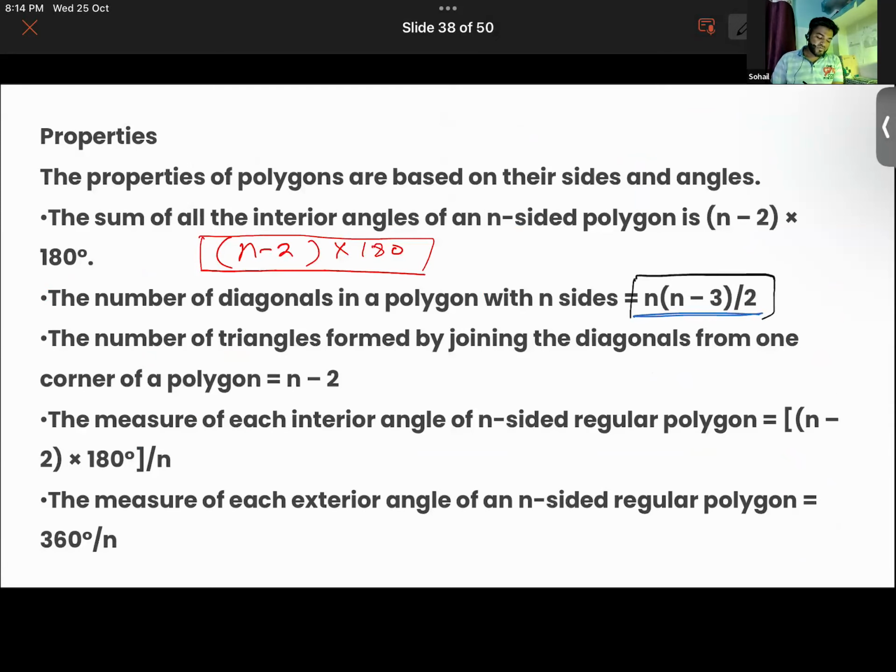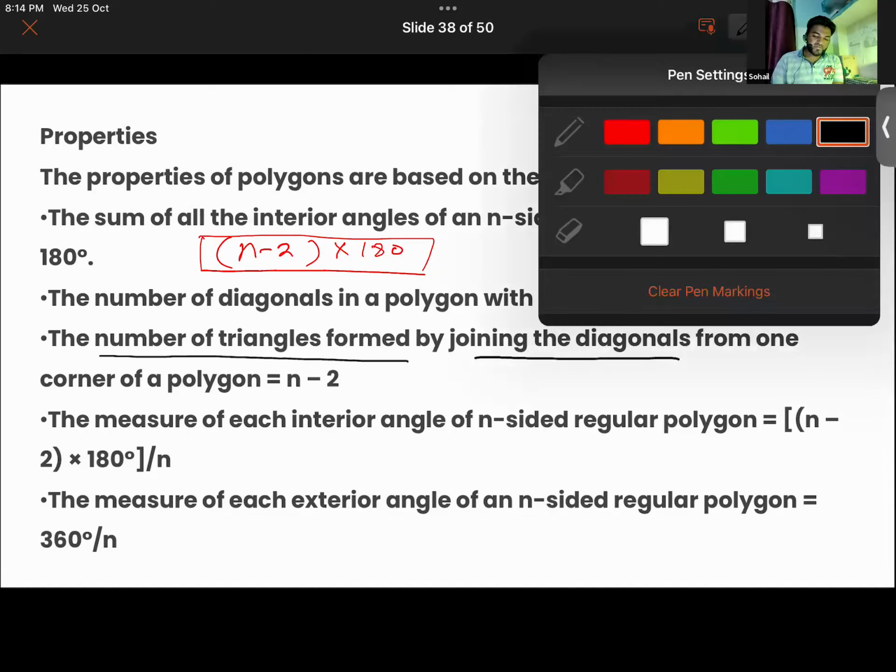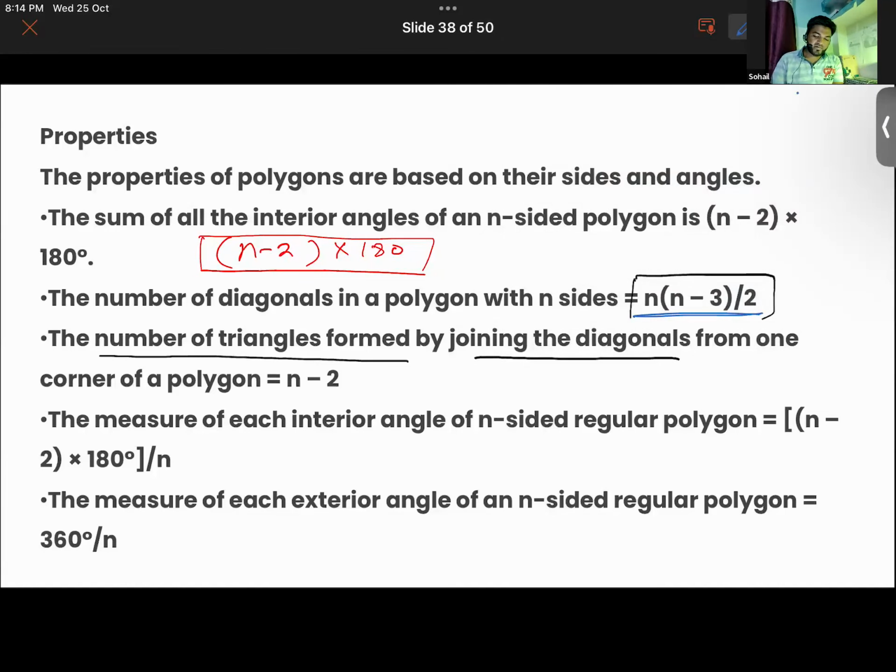Now, the next question comes. The number of triangles formed by joining the diagonals from one corner of a polygon equals n minus 2. Right? For example, we have a triangle, and I need to know how many triangles I can form using this. So it will be simply n minus 2. The number of sides here is 3, so 3 minus 2 equals 1.